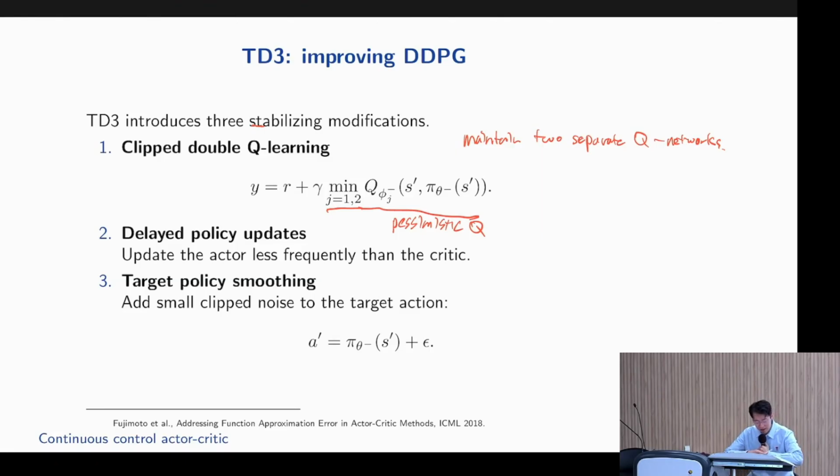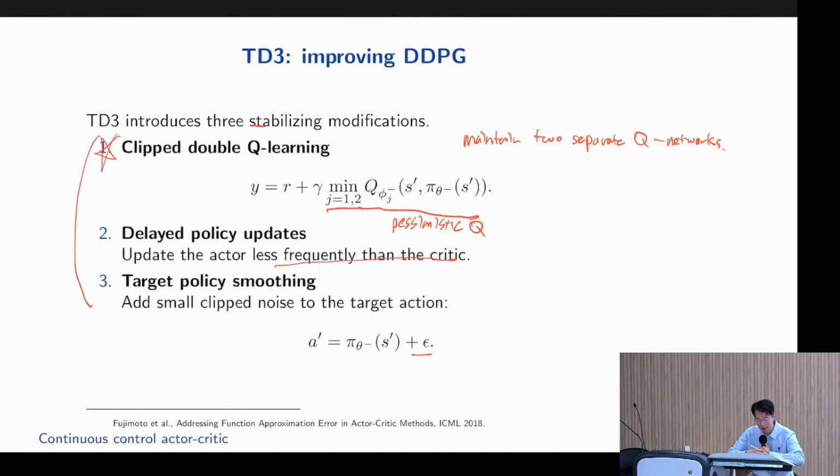Number 2, we're going to update the actor less frequently than the critic, because taking argmax of some garbage is not really useful. So you want to focus more on learning the Q better. Also, you want to add some noise to the target action, not just a deterministic policy. So these are the ideas introduced by TD3.